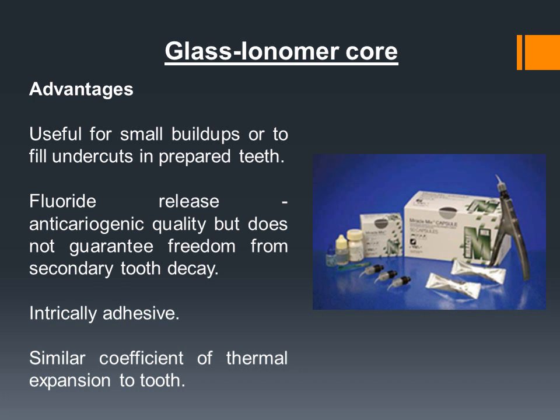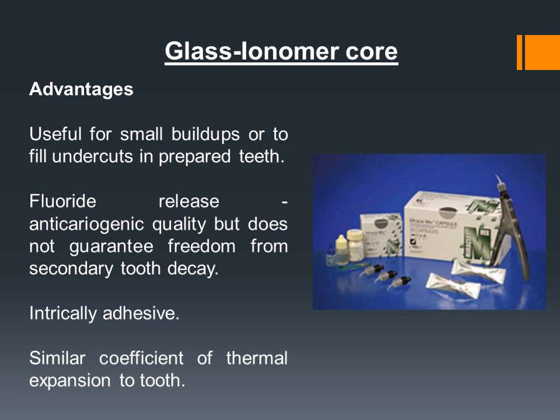So when there is minimal loss of tooth structure, you can use this. But as we studied under the indications of a post, minimal loss of tooth structure is not at all indicated for a post. So GIC works well to block out undercuts, such as after removal of a MOD restoration. So it's useful for small build-ups, and also to fill the undercut after you remove the restorations. It also has fluoride release, so it acts as anti-cariogenic.